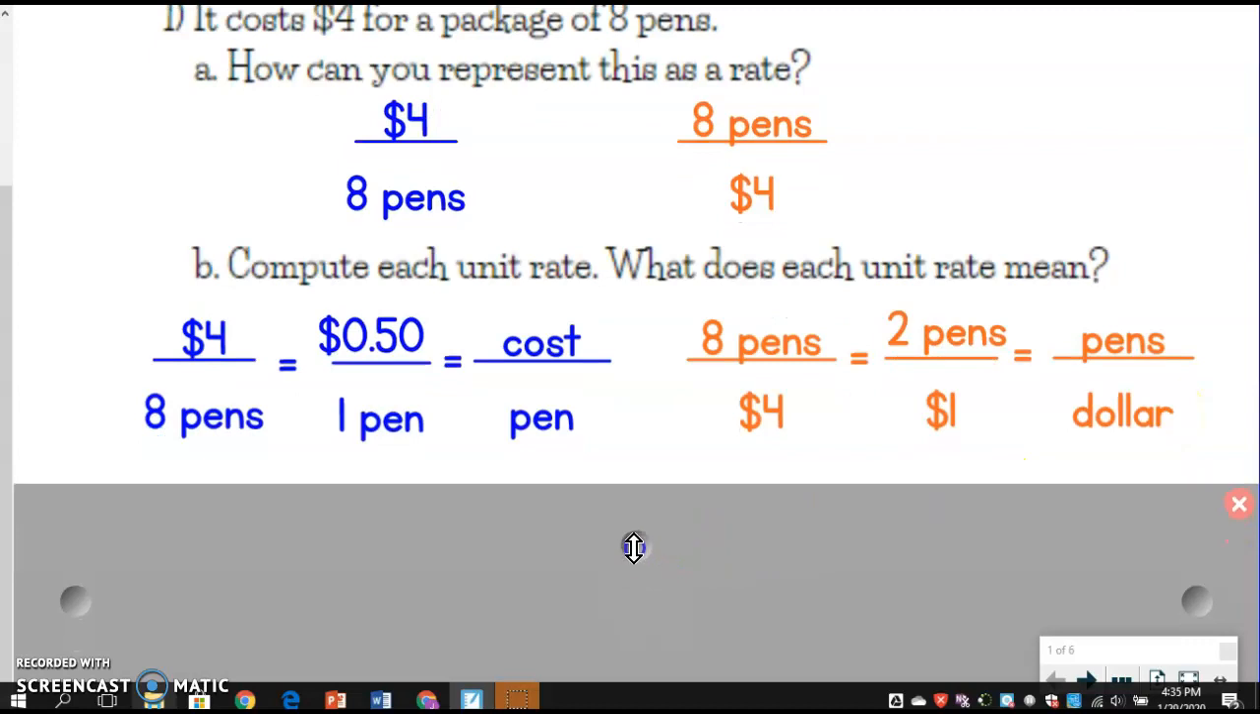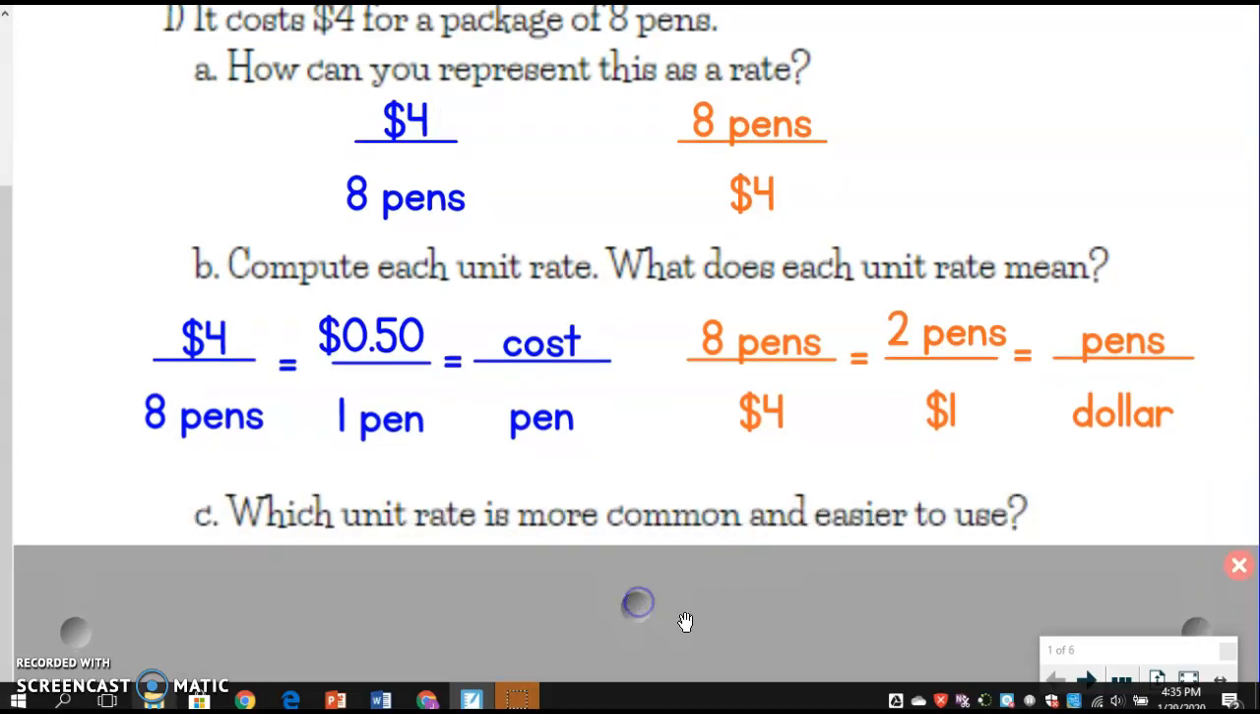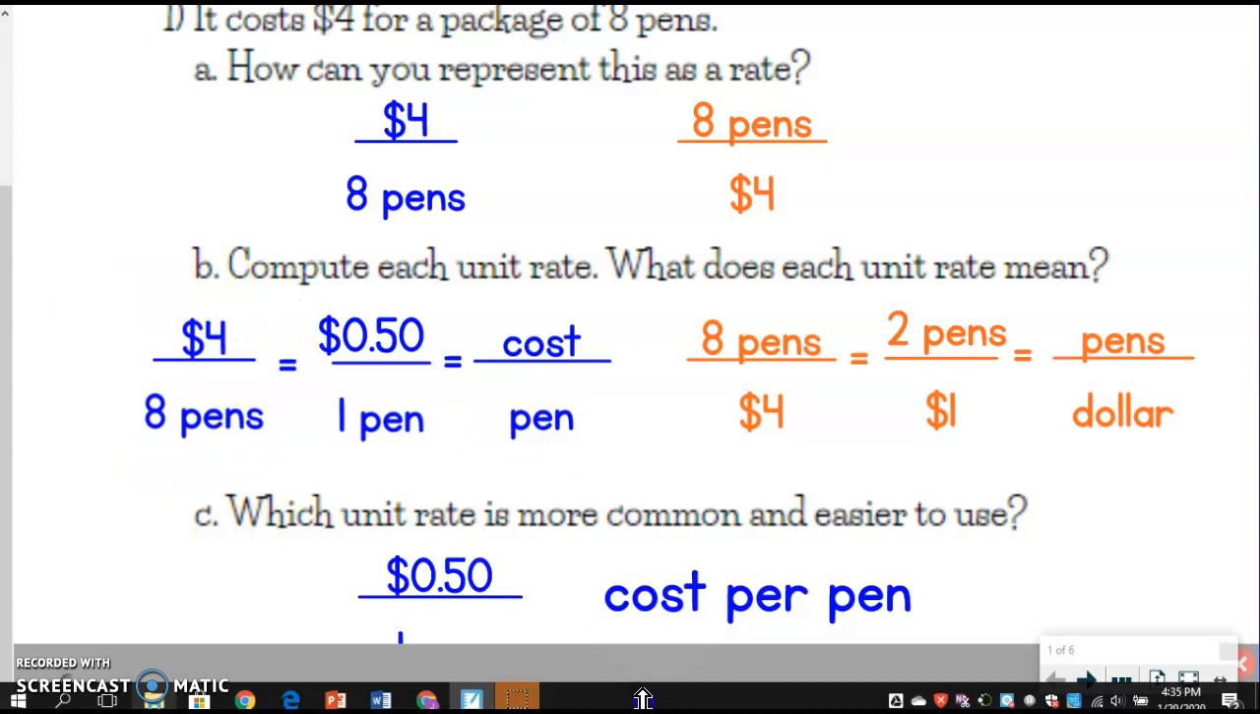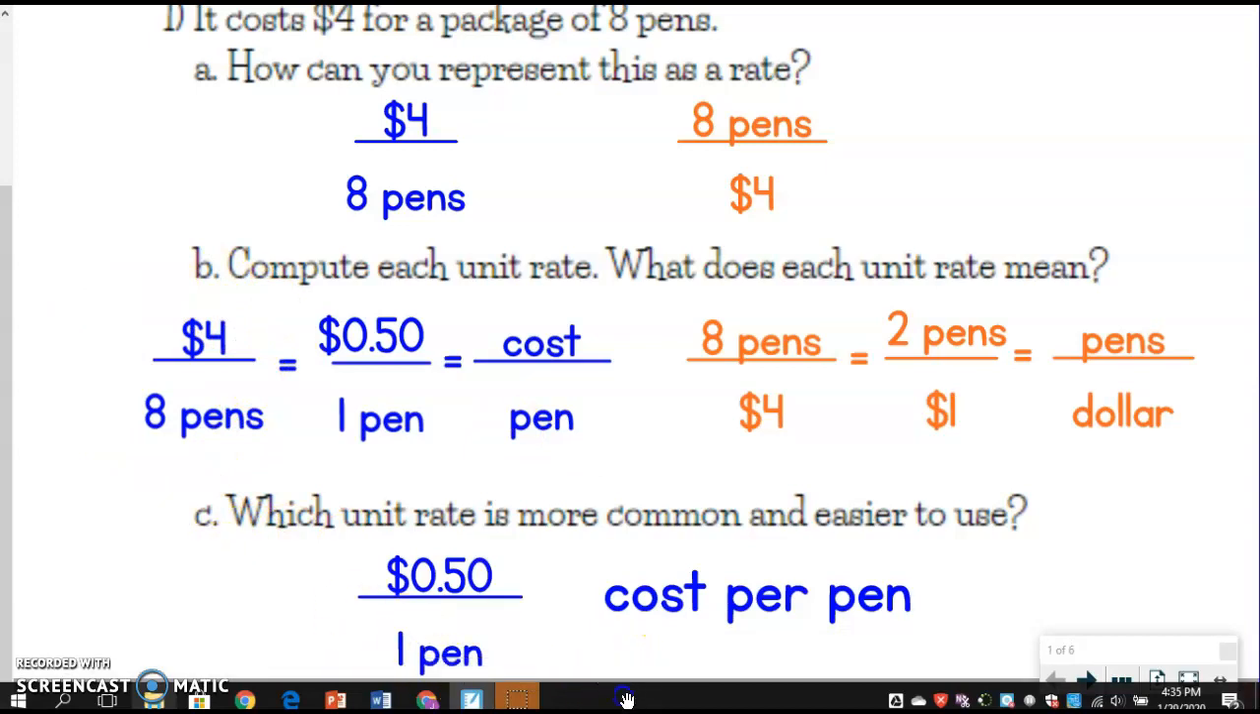So which unit rate is more common and easier for us to use, do you think? Does it make more sense to think cost per pen or pens per dollar? Well, think about it. Are you really going to just be like, hey, I got $1, how many pens can I get for that? No, typically it's going to be like, all right, I want to know how much it costs for one individual pen to know what this price really is. So knowing cost per pen is the one that's going to be more beneficial to us.